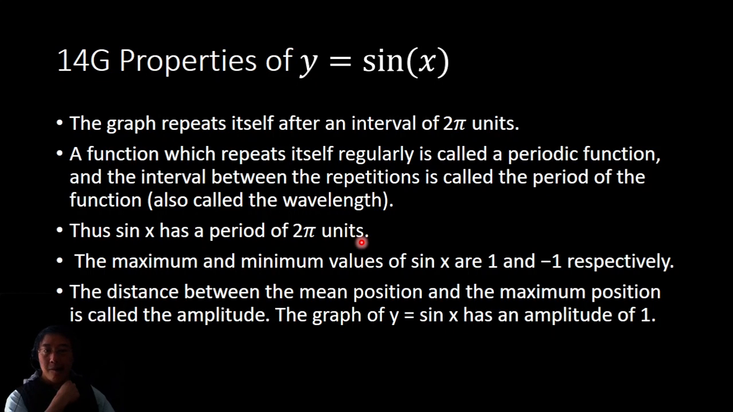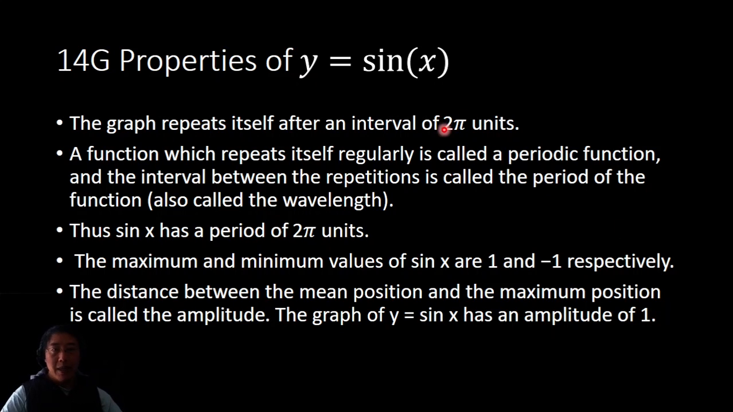And then what we're going to talk about is the highest value. The maximum is 1 and the minimum is -1. We're going to talk about the vertical distance, the distance between the mean position, which is when it's 0, and the maximum. That is called the amplitude, and the amplitude is 1.